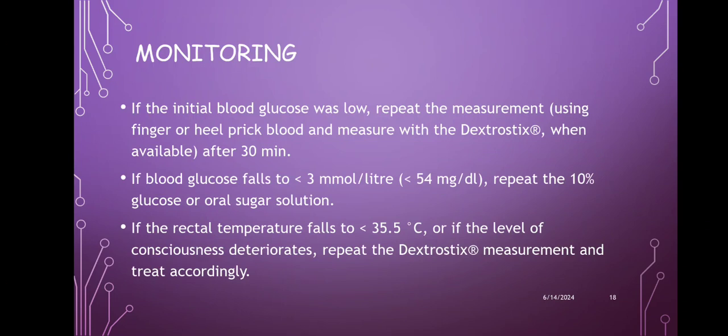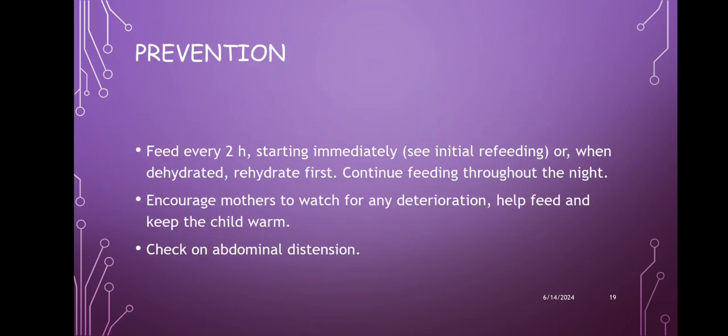Monitoring of blood sugar. If the initial blood glucose was low, repeat the measurement after 30 minutes. If blood glucose falls to less than 3 millimoles per liter, you repeat the 10% glucose or oral sugar solution. If the rectal temperature falls to less than 35.5 degrees Celsius, or if the level of consciousness deteriorates, repeat the blood sugar measurement and you treat accordingly.